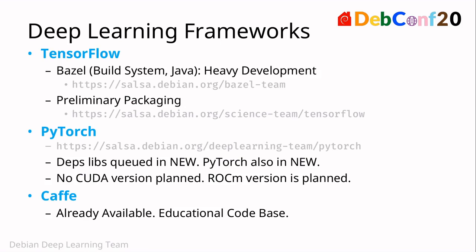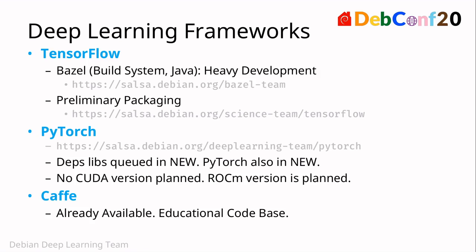On the other hand, the packaging process of PyTorch is good news. The dependency libraries are already queued in new, and PyTorch itself is also in new. But I have to point out that I have no plan for the CUDA version of PyTorch, but I have a plan for the ROCm version once the ROCm compiler is available in Debian.